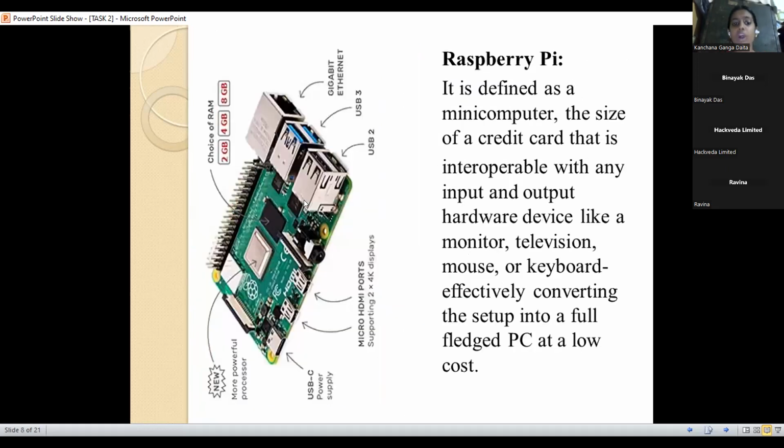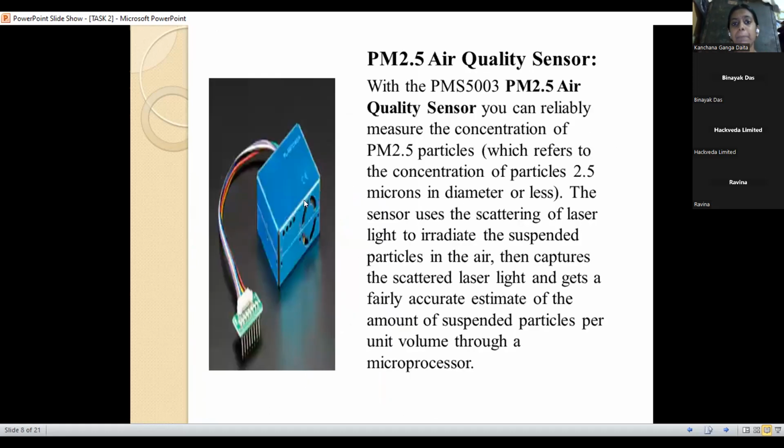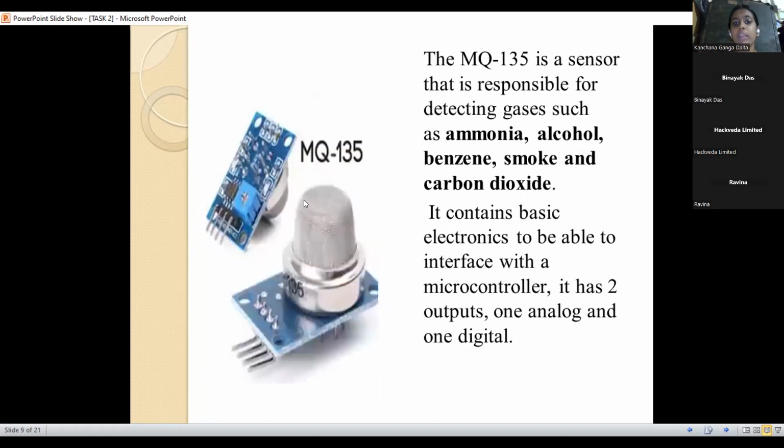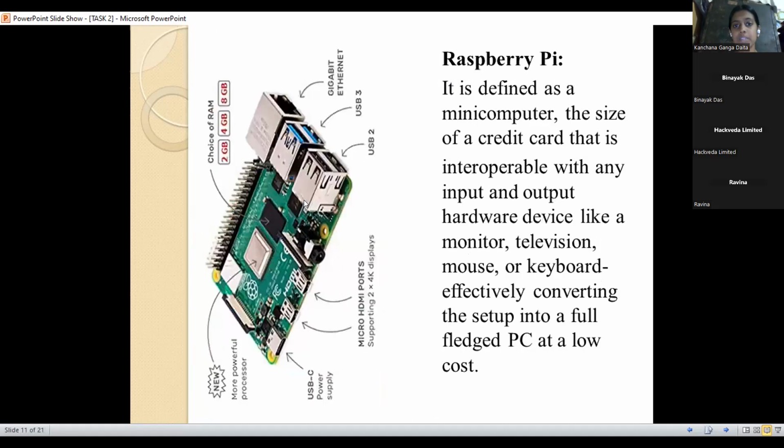Next, these are the components such as Raspberry Pi, PM2.5 sensor, MQ135 sensor, and BME sensor. Firstly, let me start with Raspberry Pi. This is simply like a mini computer. We can have all the PC applications with just this Raspberry Pi. It will be the size of an ATM debit card or credit card, but the operations inside it have a large variety of applications also.